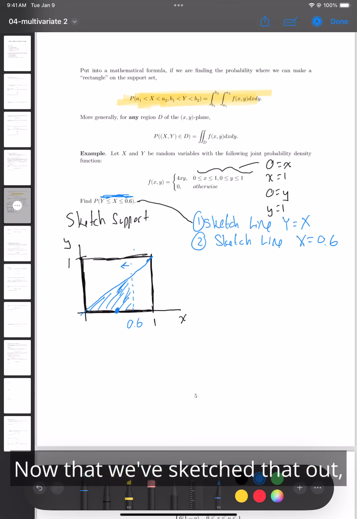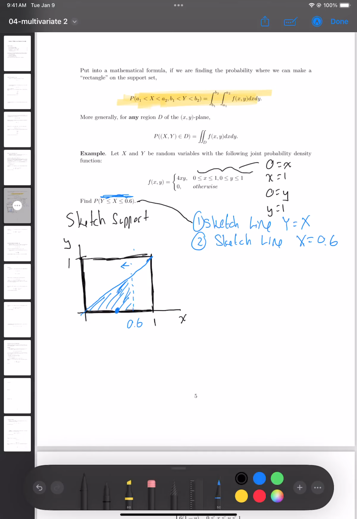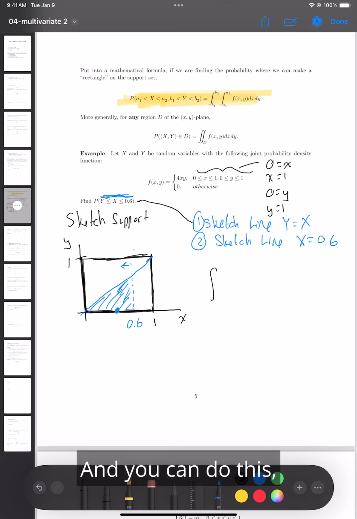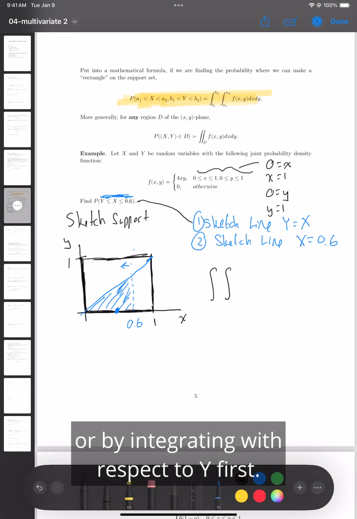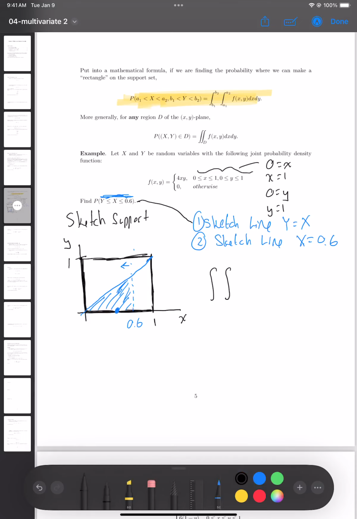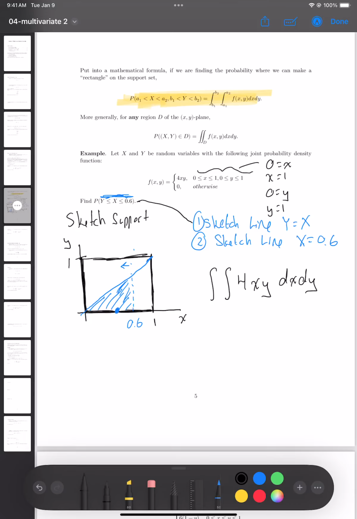Okay, now that we've sketched that out, we need to set up our double integral. You can do this either by integrating with respect to x first or by integrating with respect to y first. And so we're going to do this first by integrating with respect to x first.